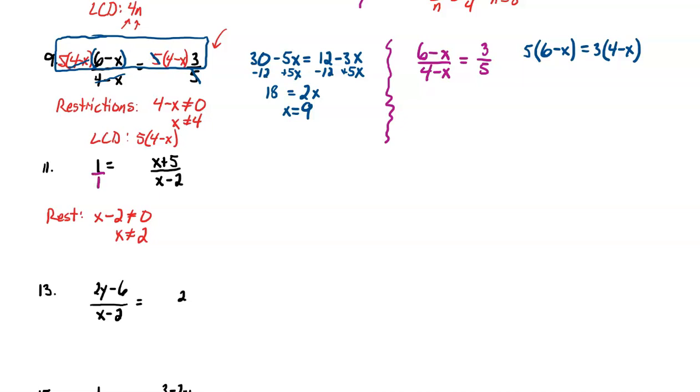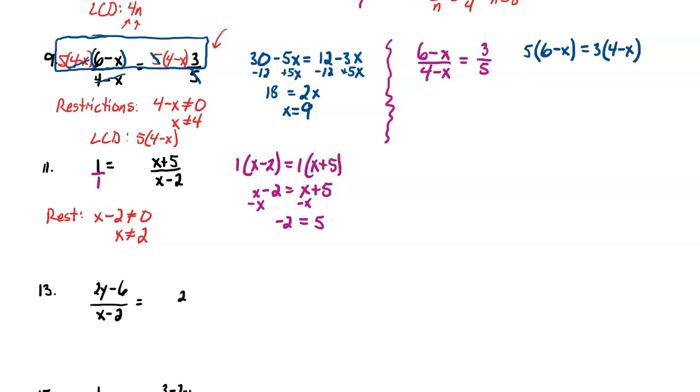I can put a 1 under here just to help me identify top and bottom. Now, the product of the extremes is 1 times x minus 2. And that's equal to the product of the means, 1 times x plus 5. That's just x minus 2 is equal to x plus 5. Now subtract x from both sides. And we get negative 2 is equal to positive 5.